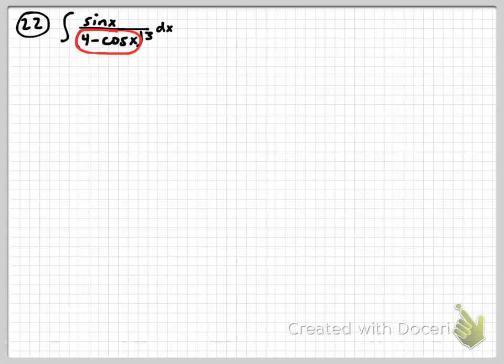Okay, so number 22 here we see something that screams at me: we have a function 4 minus cosine x, and we also have the derivative of that function, sine x dx. So that's what I'm going to let u equal. I'm going to let u equal the function 4 minus cosine x.